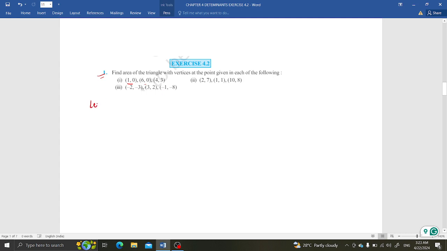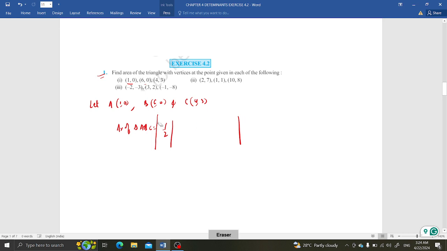What I will do, let A be 1 comma 0, I'll assume, and the next point we have B 6 comma 0, and we have C point 4 comma 3. If these 3 points we have, then what we need to do is recall the area of triangle ABC by the above 3 points. What will it be? 1 by 2 we have here. But before that we need to take the modulus.